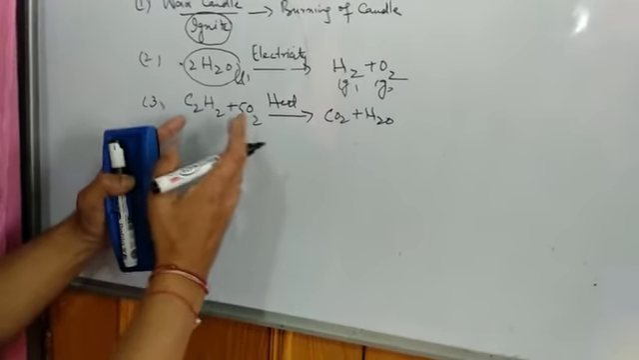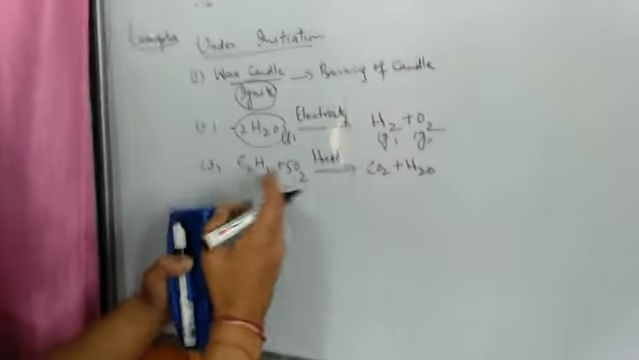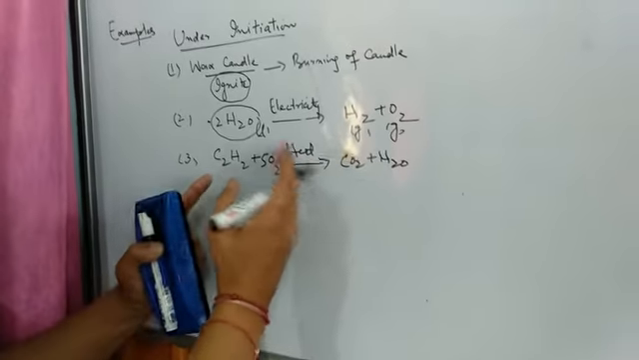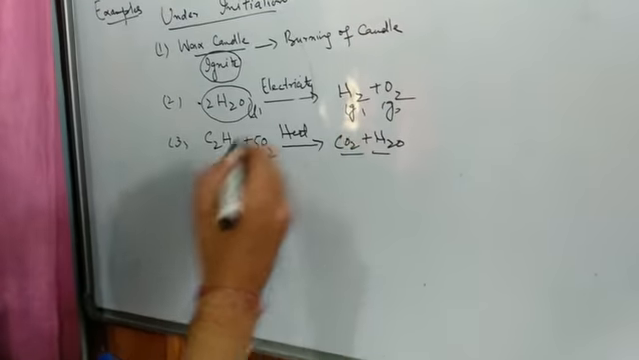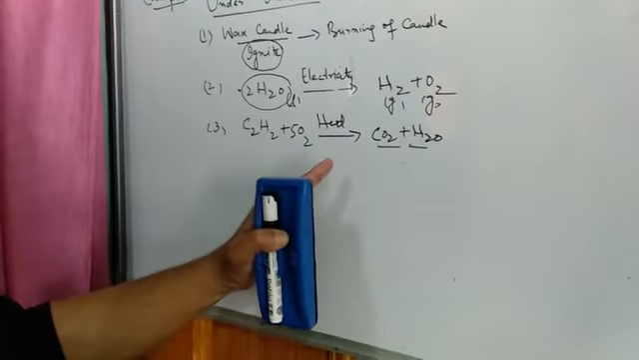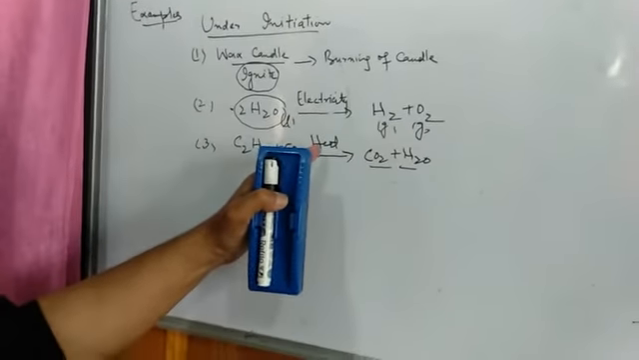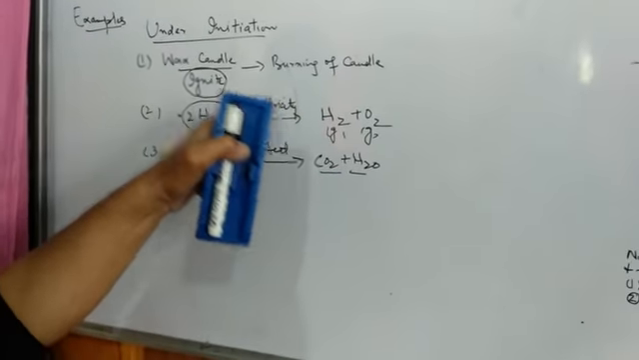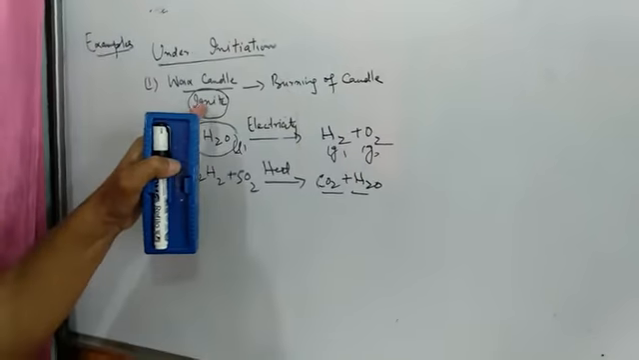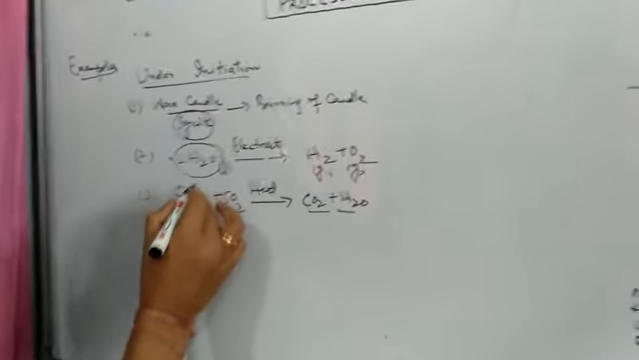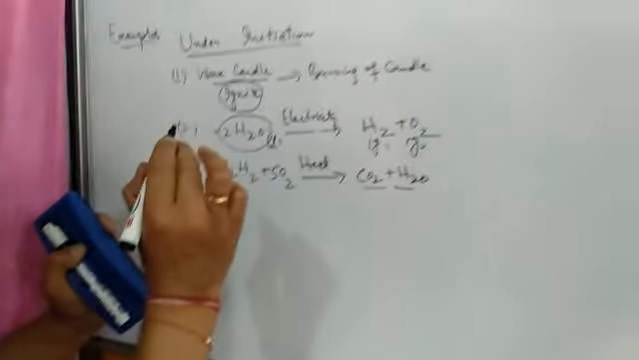When we heat these two, on heating, carbon dioxide and water are formed. So it is a spontaneous process where initiation has been provided, and here the initiation is heat, here the initiation was electricity, here the initiation was ignition. So in all these cases we have provided the initiation.